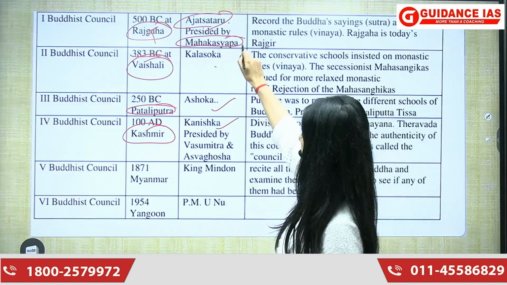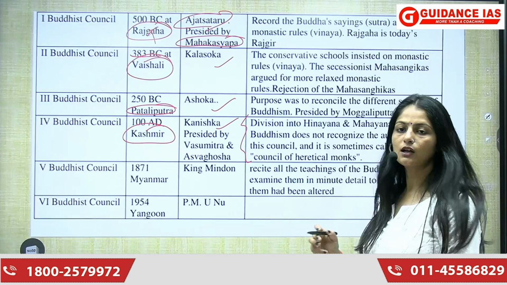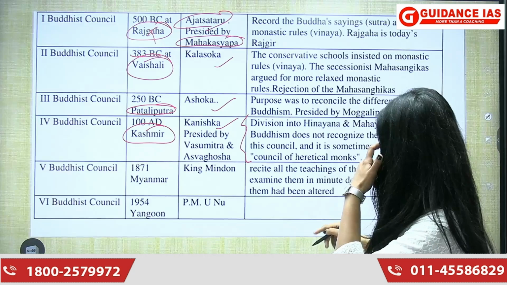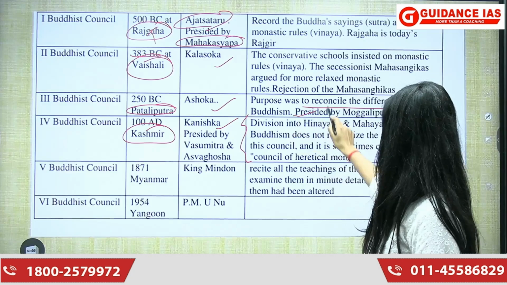Second aapki Kalashoka ke time mein hui thi. Fourth mein jo hua tha wo kafi important hai. Kyunki yahan par Hinayana aur Mahayana mein division hua tha. Theek hai, that is why it is the most important one, right? Third mein jo aapka hua tha, third council mein, the purpose was to reconcile the different schools of Buddhism. Theek hai, aur Mogaliputta Tissa ne isko preside kara tha.